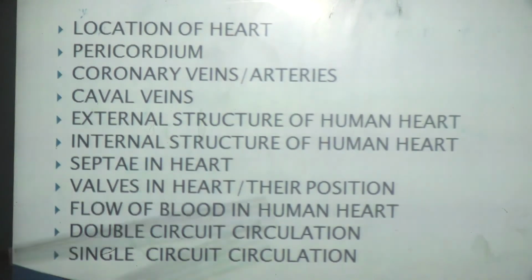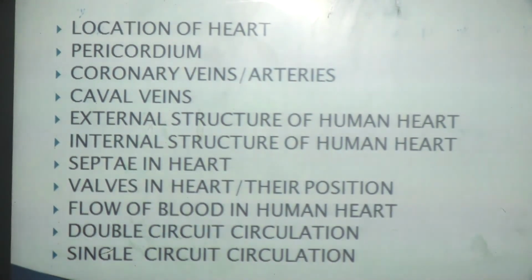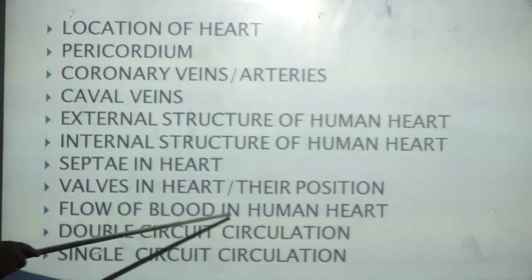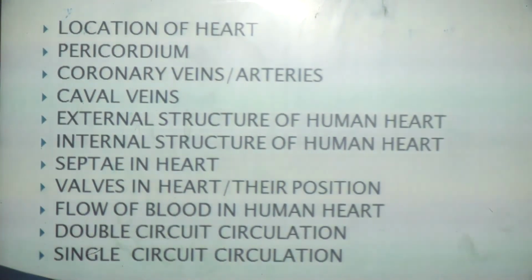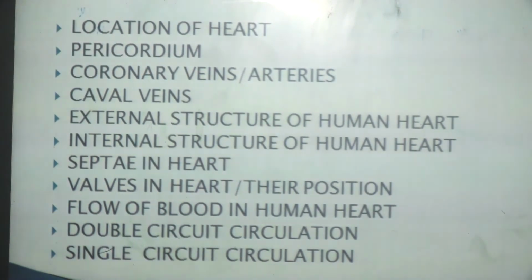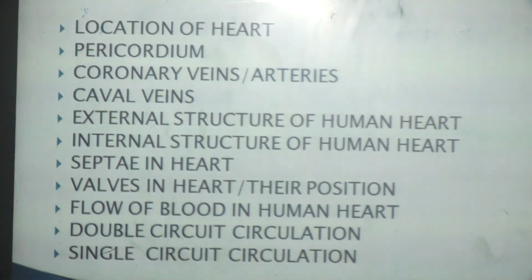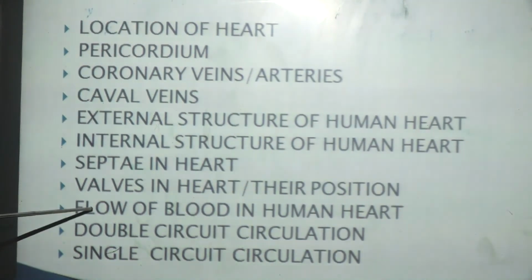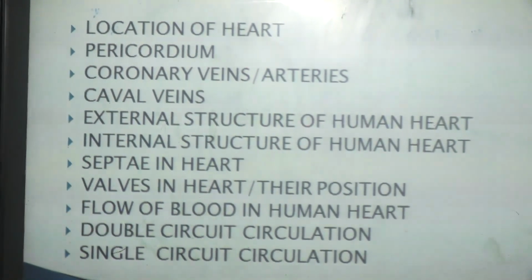Then valves in the heart. 4 valves are there: tricuspid, bicuspid, pulmonary, and aortic. And their position also you have to write. And the flow of blood in the human heart: from the caval veins, right auricle, right ventricle, like that. The flow chart is given in the textbook. You have to write it 1 or 2 times on paper. So definitely you can get the flow chart, so you can easily write it.